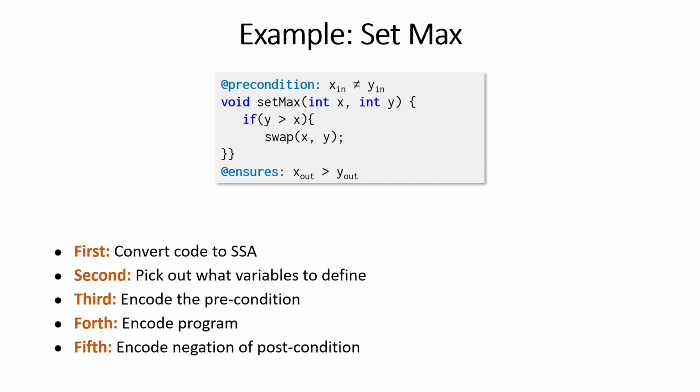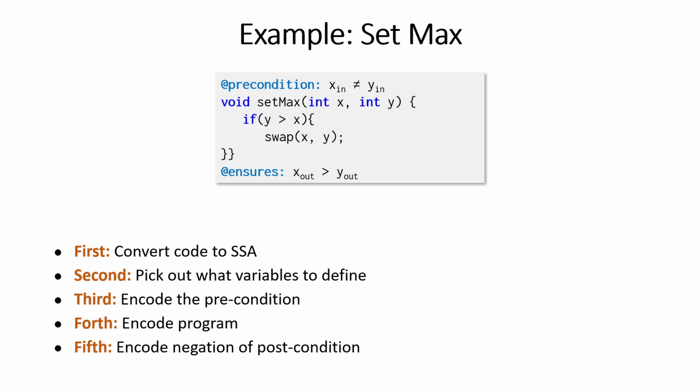And now let's look at a little bit more complex one. So if we want to basically have a set maximum function that checks which one of the two parameters is the maximum, and then if the second one is larger than the first one, it swaps them, right? So that then always the first one, the x, is greater than the y.